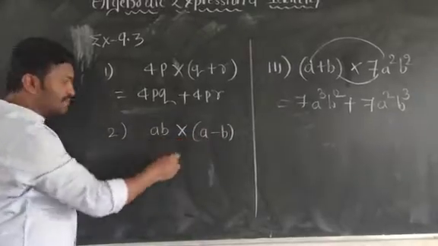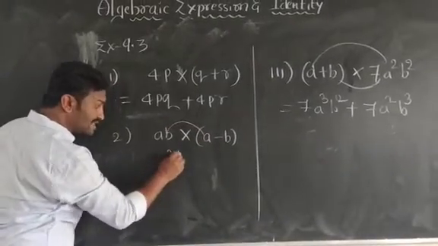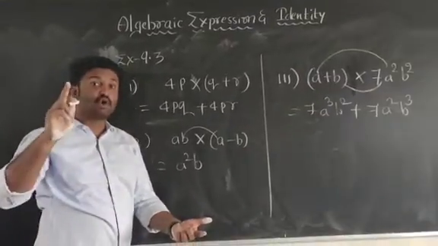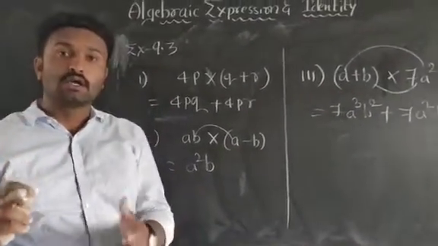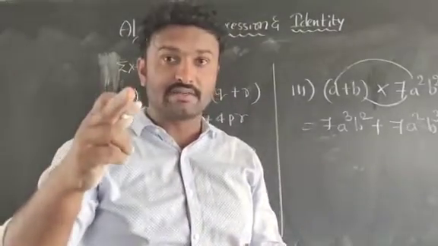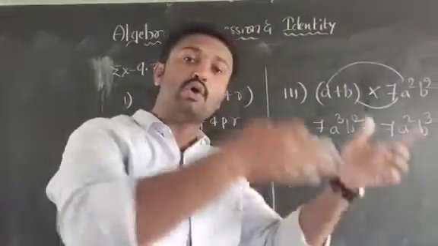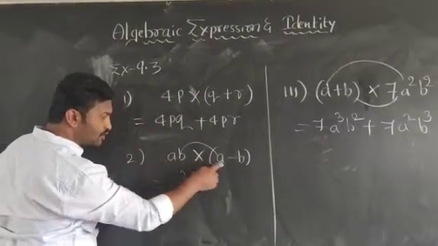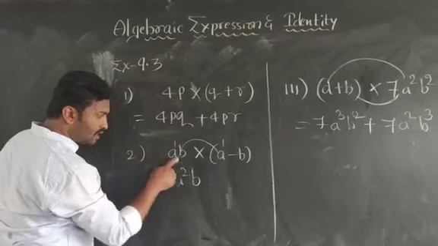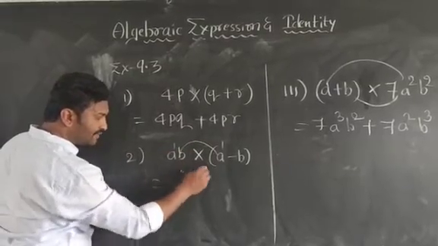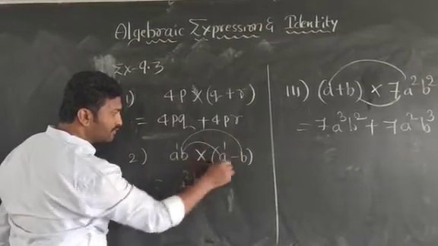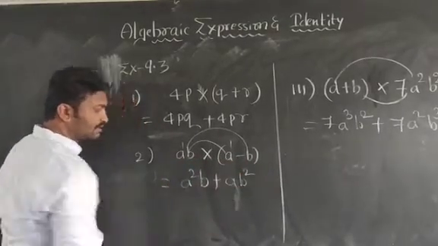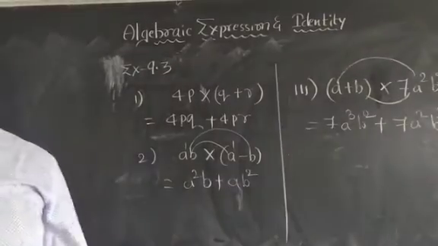And next, ab into a minus b. ab into a square b. Just you have to write the power. Okay? First law of exponent. In product, you have to remember the first law of exponent: bases are same, you have to add the powers. See here, ab into a: here 1a, here 1a, 1 plus 1, 2, b only 1, plus ab into b: 1a, b into b, b square. This is multiplication.